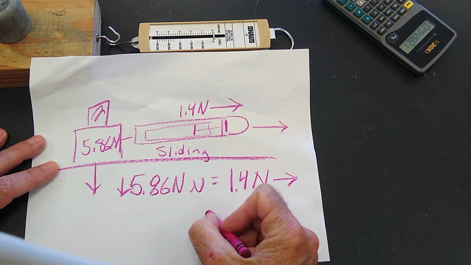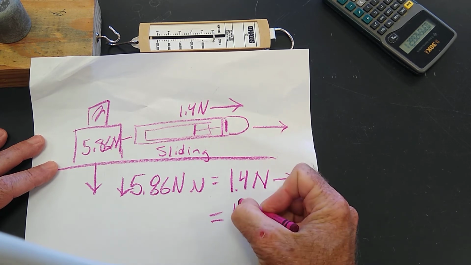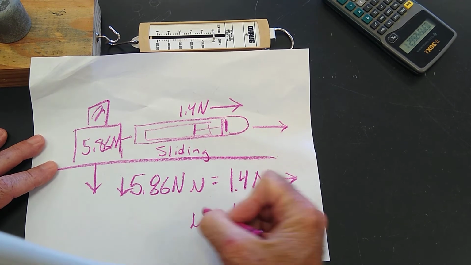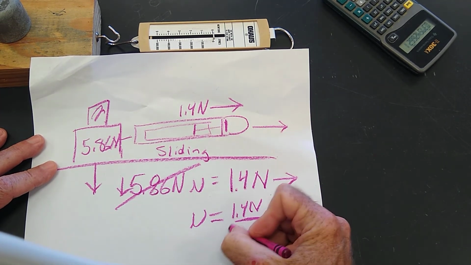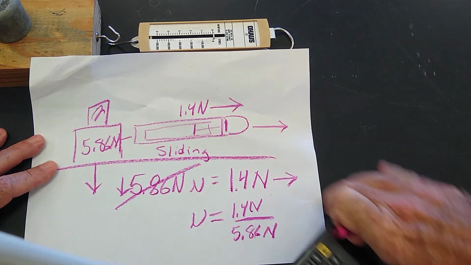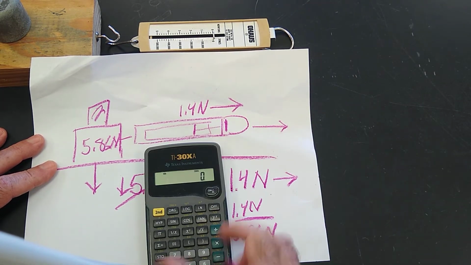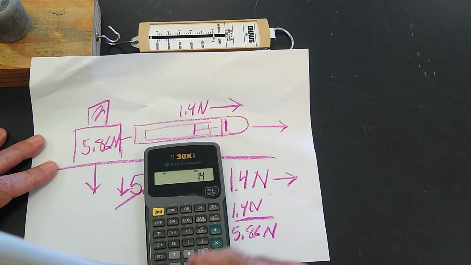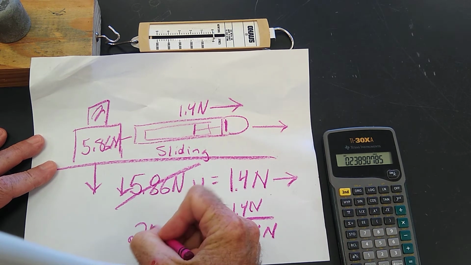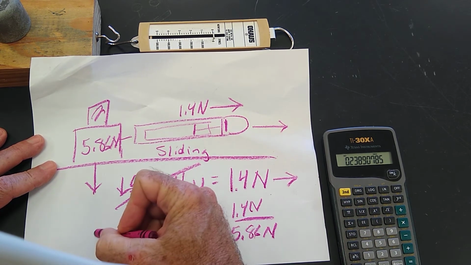Okay, let's see if you got it right. 1.4 newtons. We've got to get the mu by itself, divided by 5.86 newtons. See, the math is super easy. 1.4 divided by 5.86. The coefficient of sliding friction is only 0.24.